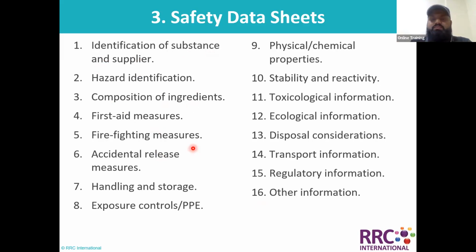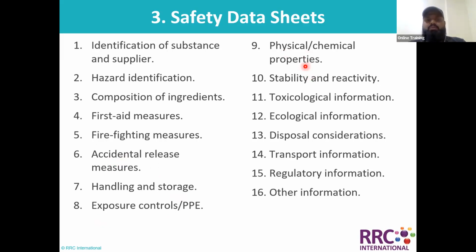Firefighting measures: in case this chemical catches fire, what kind of fire extinguisher am I going to use? In the same way, if this chemical gets released in an open area, how are we going to control that? What about the occupational exposure limit if we get exposed to it? What about the handling and storage of this chemical? Exposure control and PPE: what kind of PPEs are required?